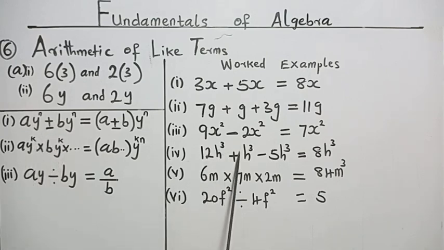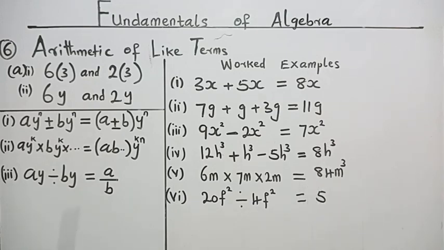So 12 plus 1 is 13. 13 minus 5 is equal to 8. And juxtaposed with h to the power 3. Therefore, the result is equal to 8h to the power 3.